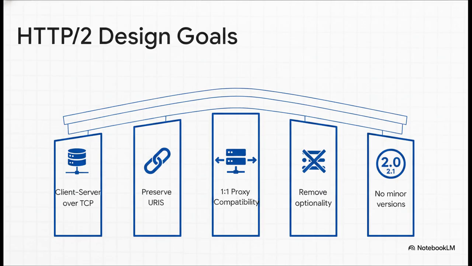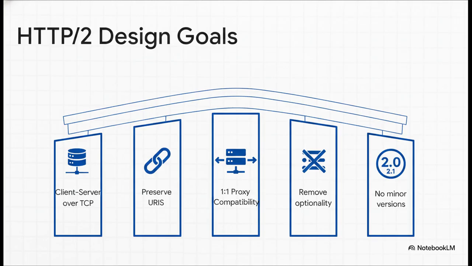incredibly strict design goals. First off, they had to maintain the core client, server, and TCP paradigms. They absolutely had to preserve standard HTTP and HTTPS URIs, no changing the URLs we all type every day. They needed to ensure one-to-one proxy compatibility, and they completely removed optionality to make the implementations much more robust. Oh, and here's a fun one. No minor versions allowed. Any future updates would require a full version leap, which, spoiler alert, eventually gave us HTTP/3.